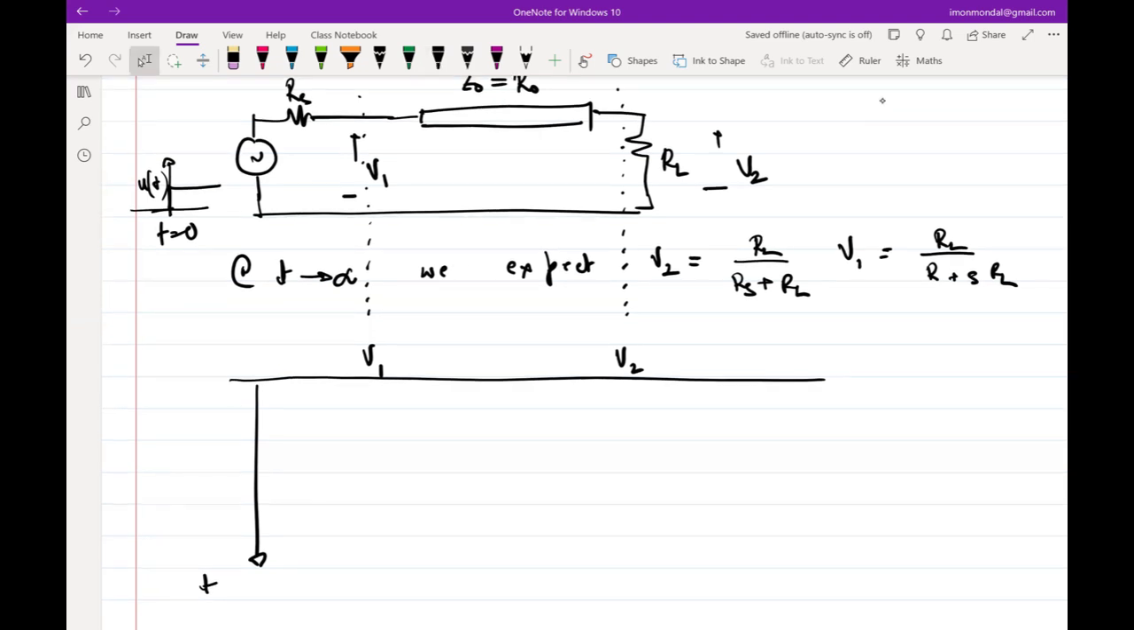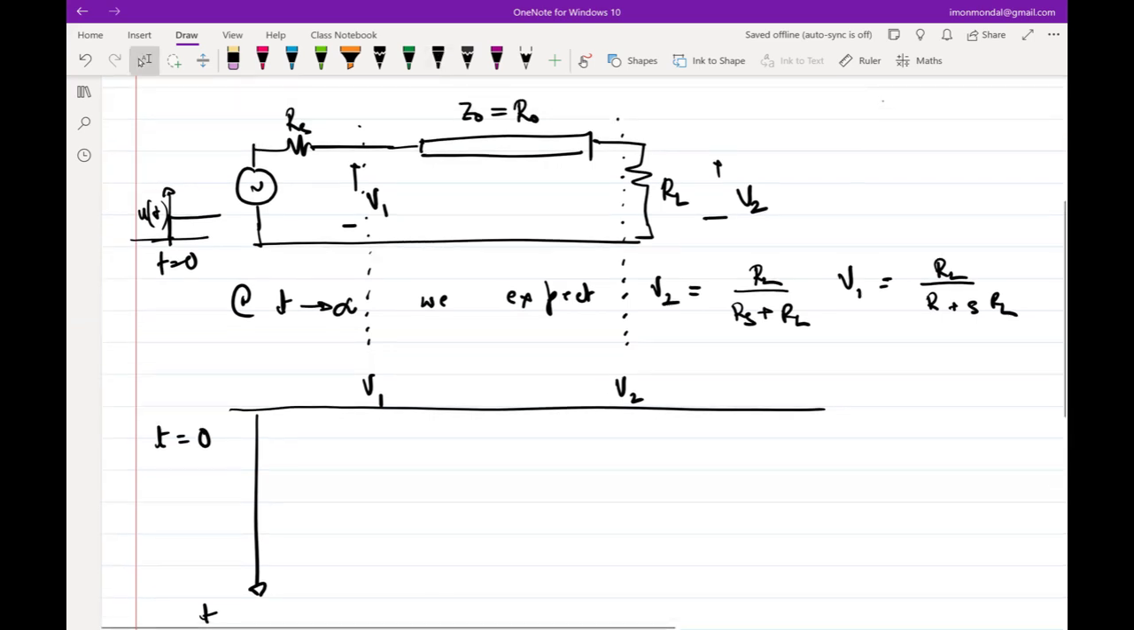So at time t equal to 0, what do you expect the voltage V1 to be? Note that at time t equal to 0, the waveform that travels in this direction, after RS, encounters the junction between RS and the transmission line.